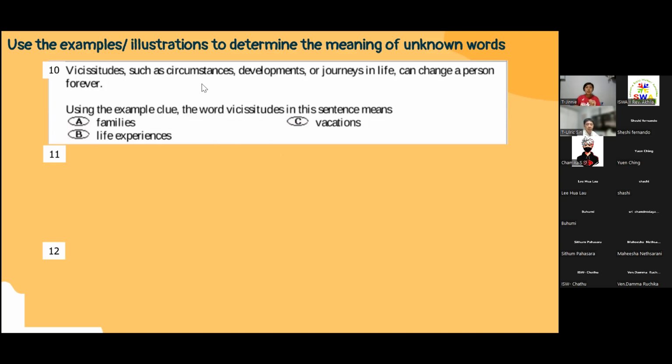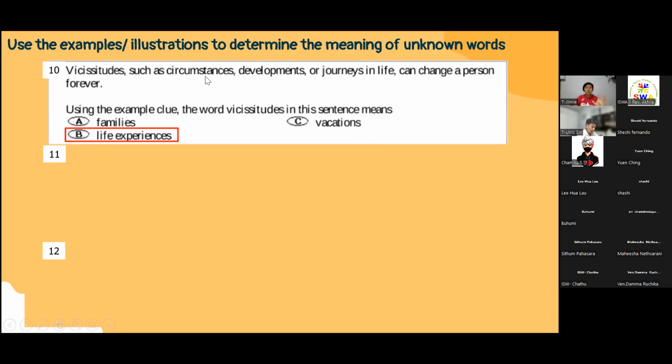So the examples are circumstances, developments, journeys in life. They all refer to vicissitudes. What do you think vicissitude would mean? Life experiences. Thank you, Buhumi. Why life experiences? Because journeys in life will already tell you it has to do with something across a lifespan. They also talk about developments in life. So it's actually circumstances in life, developments in life, journeys in life.